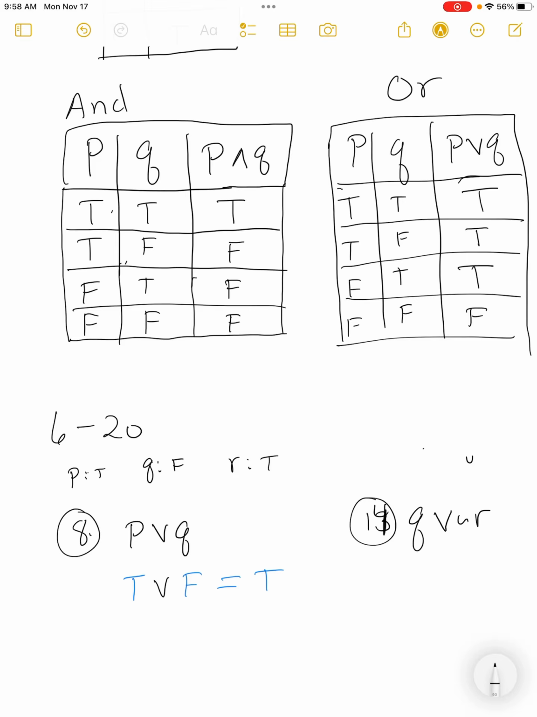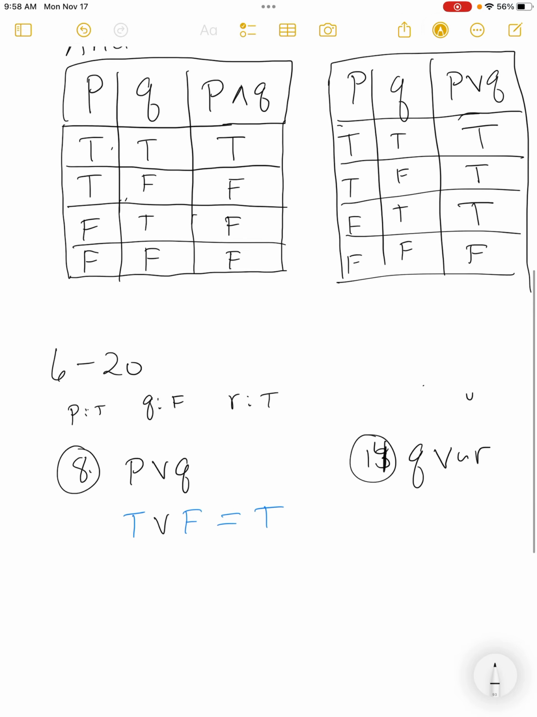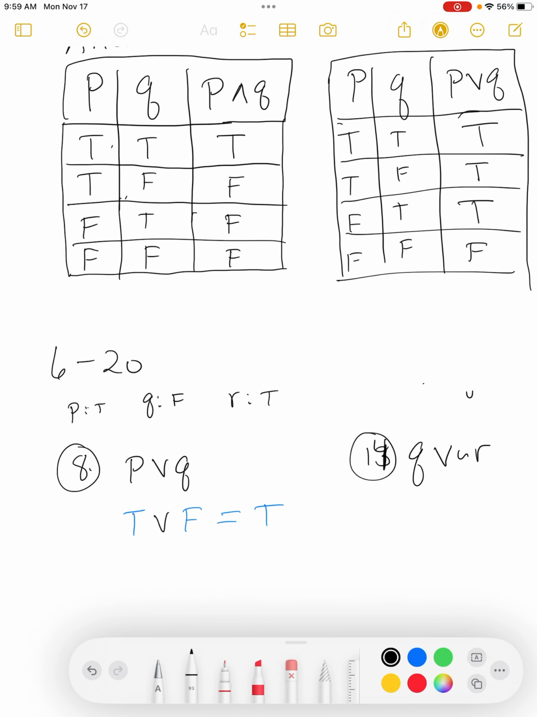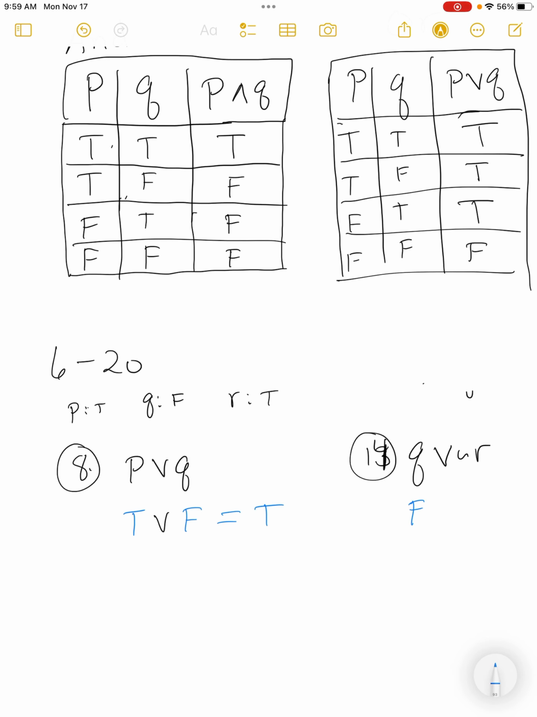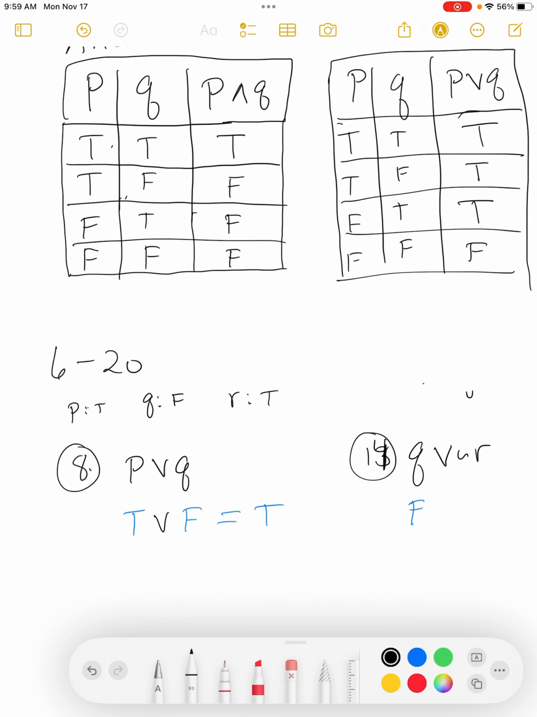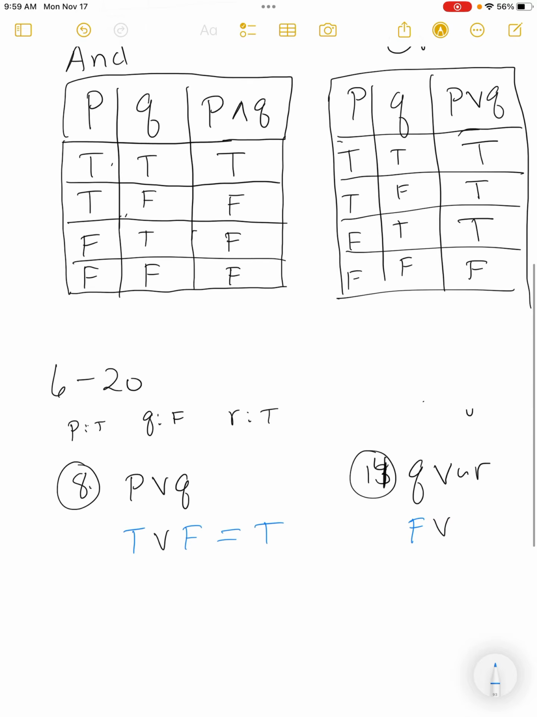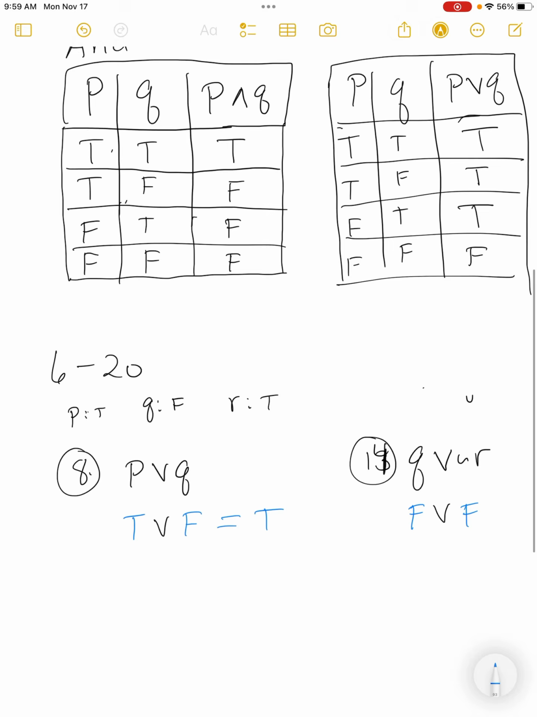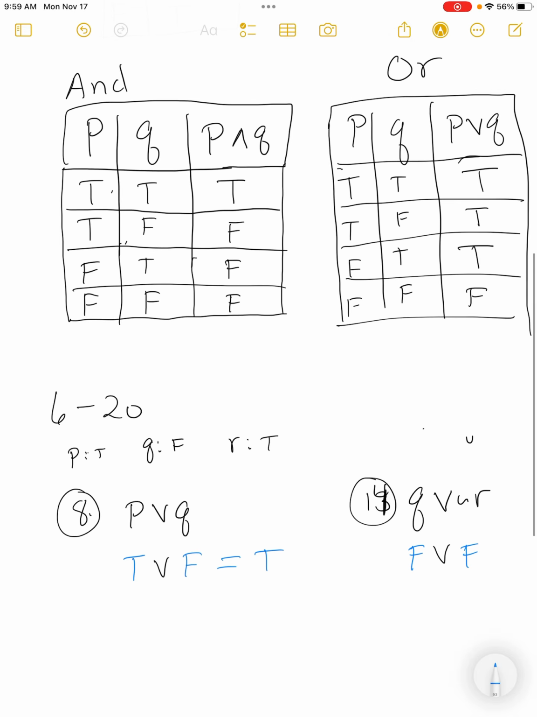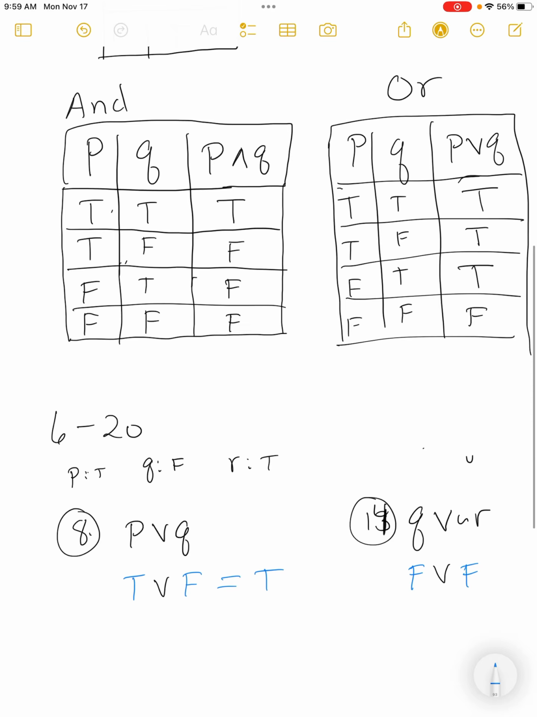14 has Q or the negation of R. Okay. Well, let's be careful here. Let's do it one at a time. How about Q? What's Q's truth value? Well, it's false. Okay. I'm going to leave in black what hasn't changed. Now, I would recommend just doing this right at the same time. What's the negation of R? Well, R is true. So the negation of R, if we have a true statement, the negation of it is false. So now I have a false or false.